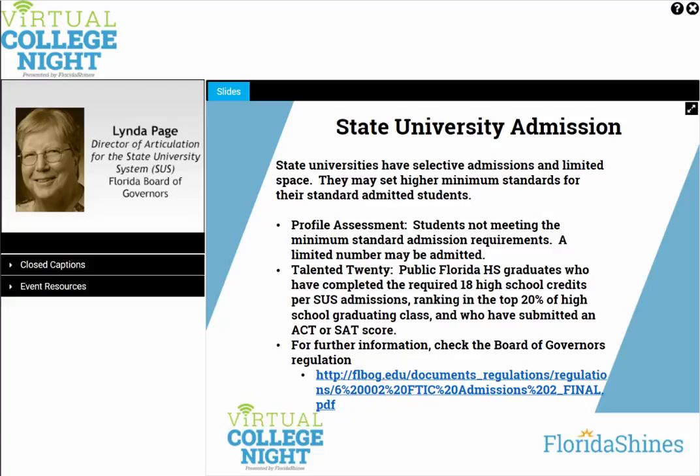I do want to take a moment to talk about Talented 20. The vast majority of the students who eventually qualify as Talented 20 students are probably already admitted by the time they officially become T20 students. These are the top 20% of their graduating class. They must have taken the SAT or the ACT plus the required coursework.